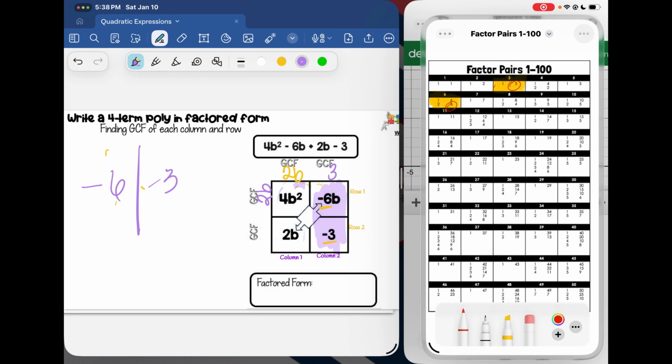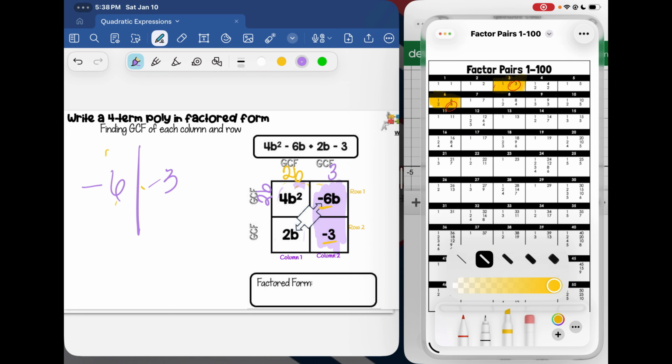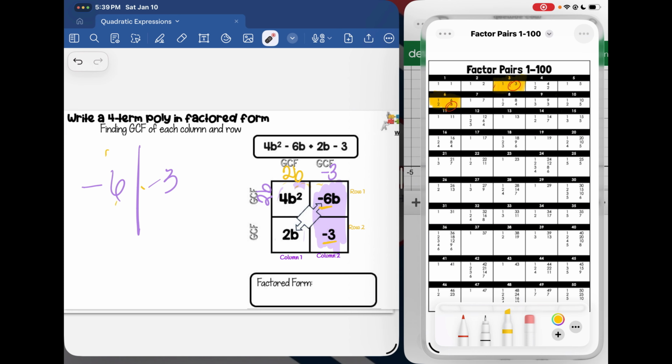But notice they're both negative. So you got to look at that aspect as well, because what can I multiply 2b by to get a negative 6b? It has to be a negative 3 because a positive times a negative gives me a negative. So when I look at this box, my coefficients are 2 and 3. If I look at my factor pair list, I'm trying to find 2 and 3. When I look at the factors for 2 and the factors for 3, what's the biggest number they have in common? A 1.